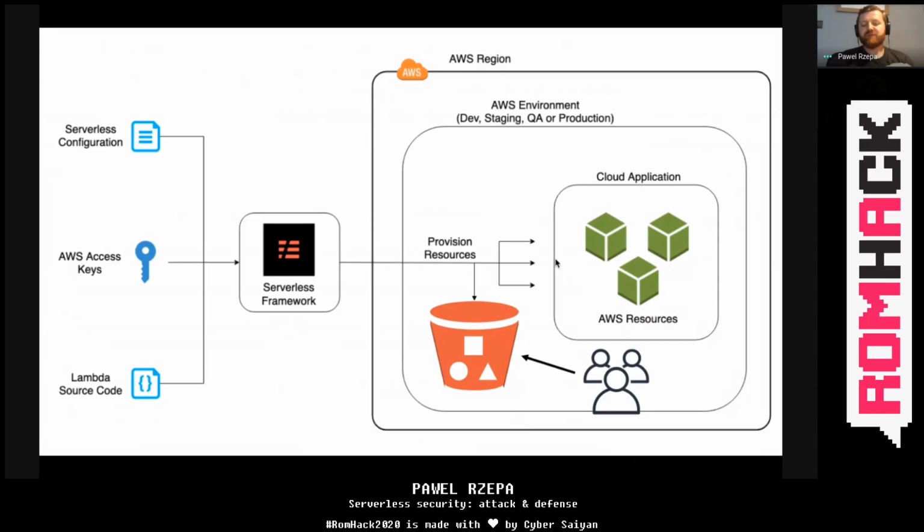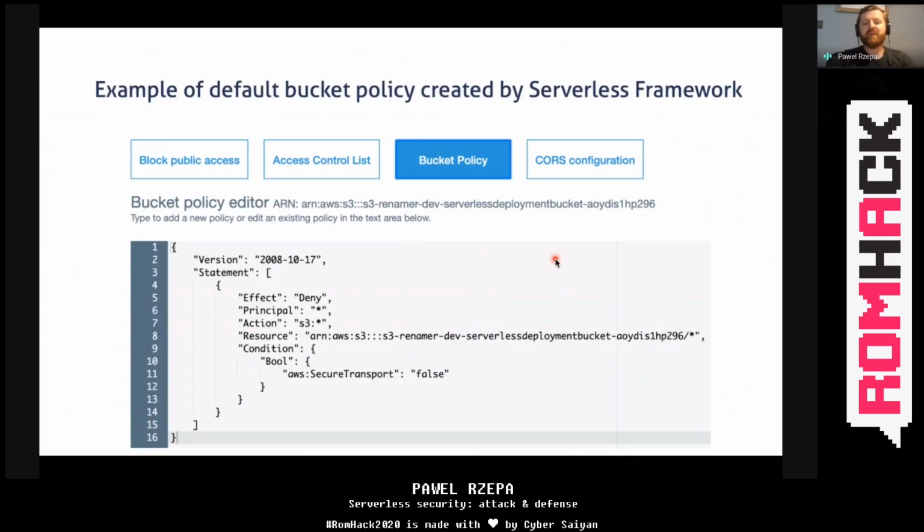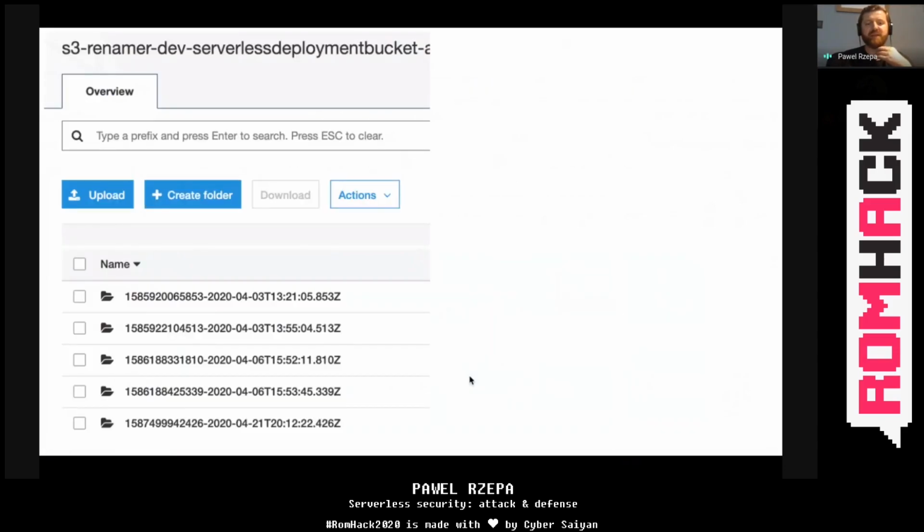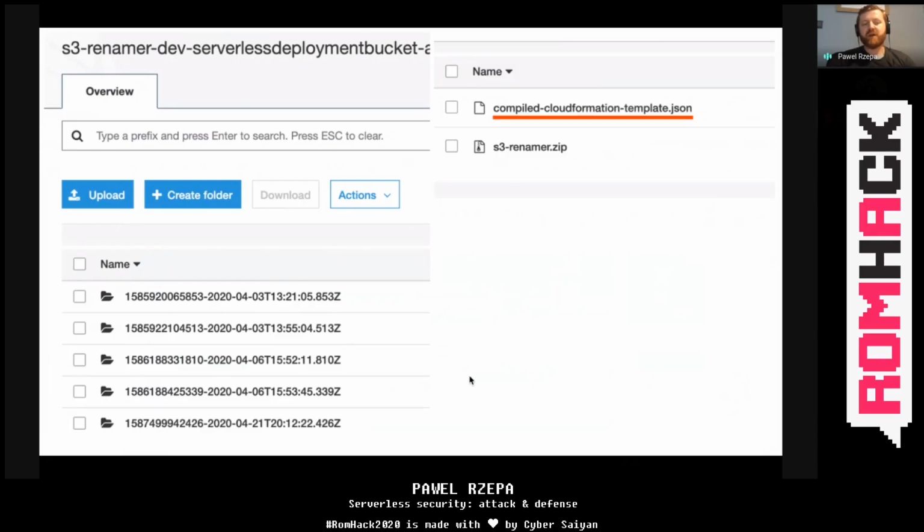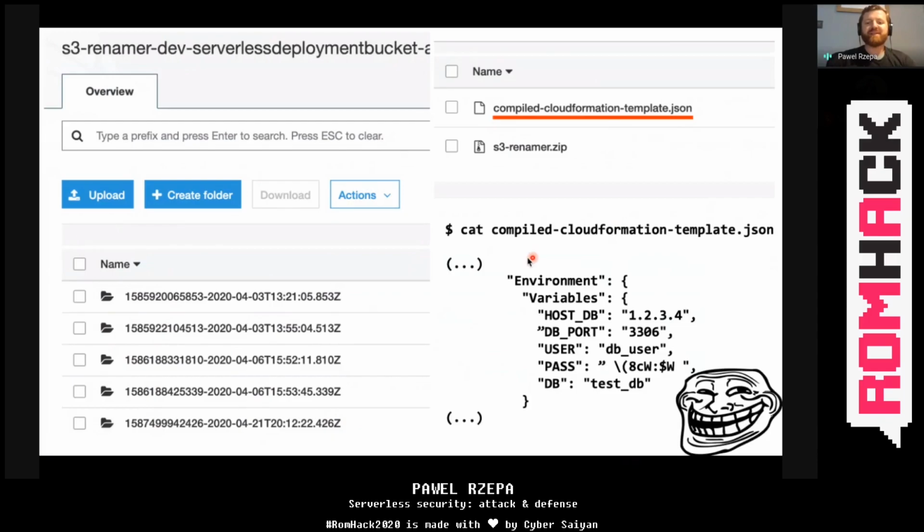And this S3 bucket can be read by all your internal users, because there is no bucket policy limiting access to this bucket for other users. So basically, if you compromise an internal user, or you are an internal user that wants to get this secret, and you have only permissions to the S3 bucket, then you can see in such a bucket all the versions of the uploaded Lambda function. And in the CloudFormation template JSON file, you can simply read all the secrets in plain text.